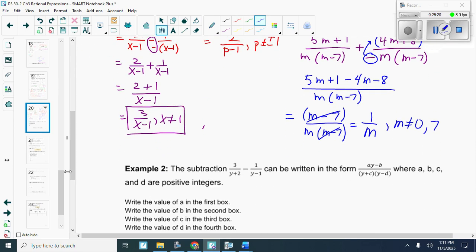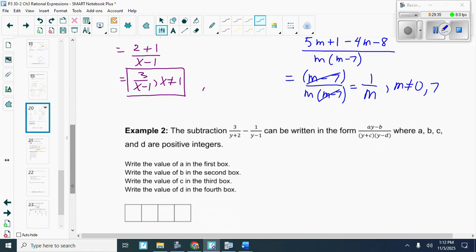Okay, our final example before we do some board work. The subtraction of this expression can be written in this form with A, B, C, and D. So we basically just need to solve it and then match up our A, B, C, and D. This one is already factored, awesome. Because it's numeric response, I'll let you get away with not writing the restrictions. We still need to do common denominator though.